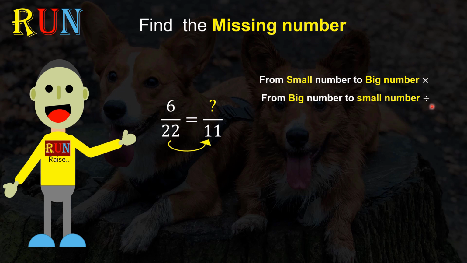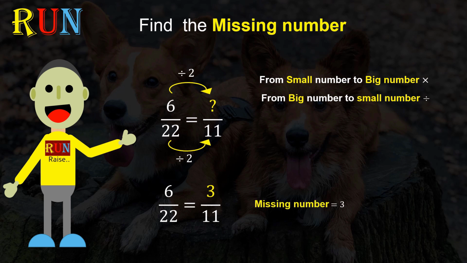This means this number was divided by a certain number to get 11. How do we get that certain number again? We take the 22, we divide it by 11, we get 2. Meaning 22 was divided by 2 to get 11. Now, if that is true, that means that if we divide 6 by the same number, which is 2, we get the missing number, which in this case is 6 divided by 2 is 3. So our missing number is 3.